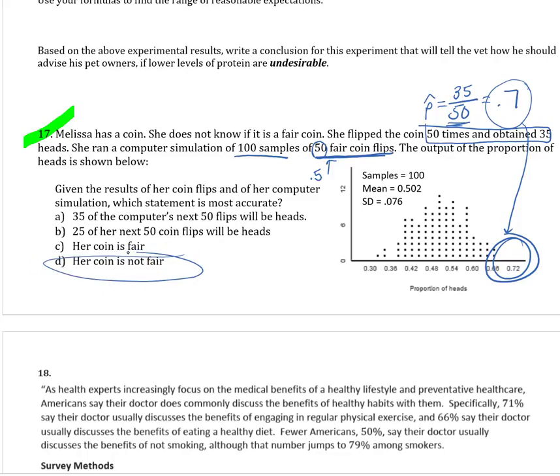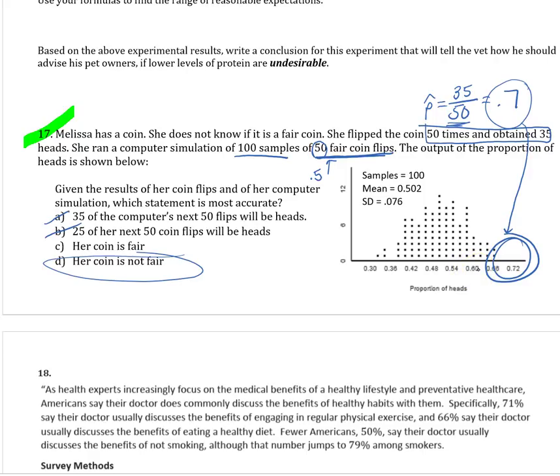Other options are just there to confuse you. 35 of the computer's next 50 flips will be heads. I don't know that. 25 of her next 50 flips will be heads. Again, that's theoretical. I don't know that. Her coin is fair. Her coin is not fair. Okay, these are out. It's really between these two. And it's because 0.7 doesn't even show up on a true distribution of our sample proportions.